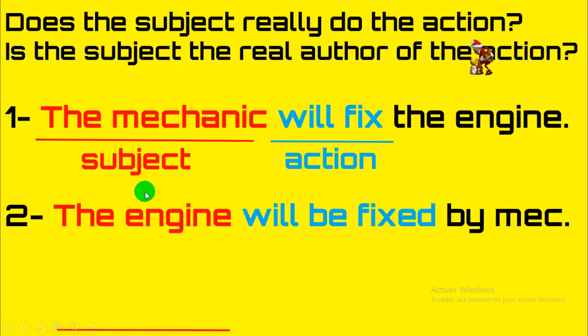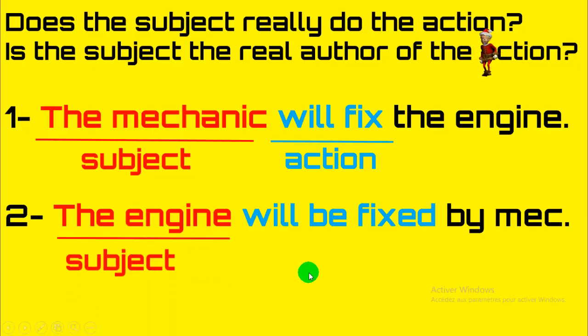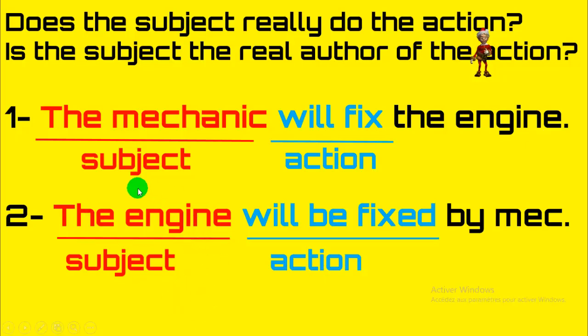In number two, the engine, le moteur, will be fixed, sera réparé par le mécanicien. So the action is not done by the subject. The subject is not the author of the action. Ici, le moteur n'est pas l'auteur de l'action de réparer. Au contraire, le moteur subit l'action. Donc, le moteur est réparé ou bien sera réparé par le mécanicien, by the mechanic.